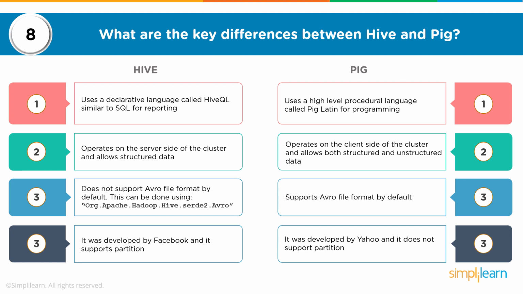Pig supports Avro format by default. Hive was developed by Facebook and it supports partitioning, and Pig was developed by Yahoo and it does not support partitioning. So these are high level differences. There are lots and lots of differences. Remember, Hive is more of a data warehousing package and Pig is more of a scripting language, a strictly procedural flow following scripting language which allows us to process the data.